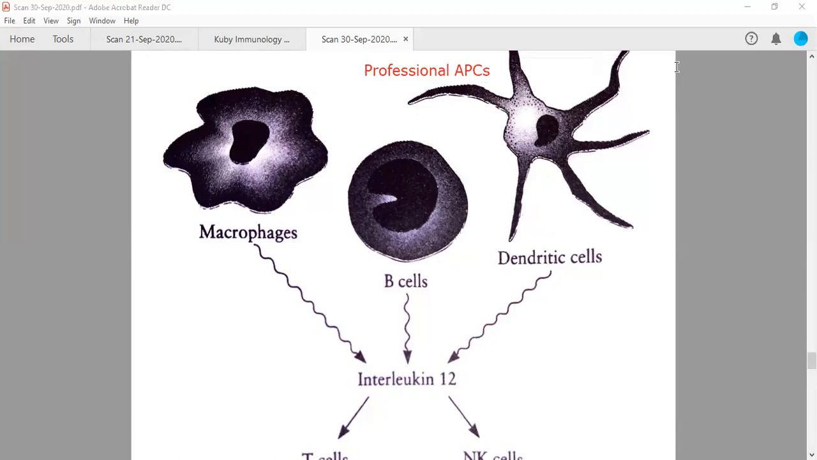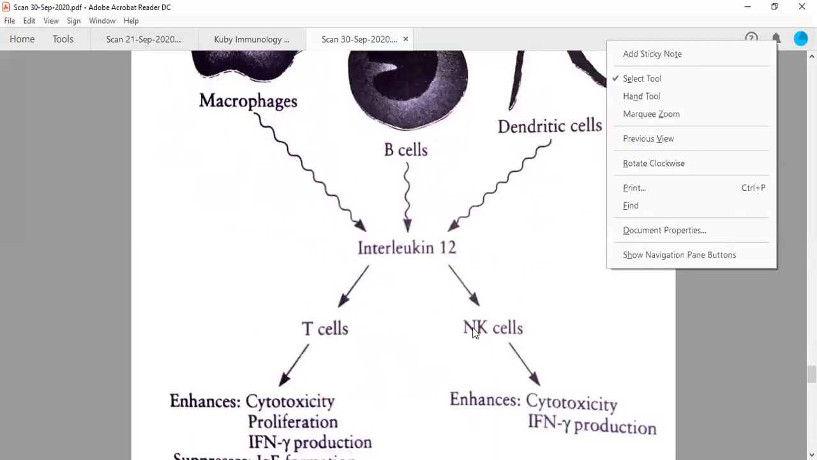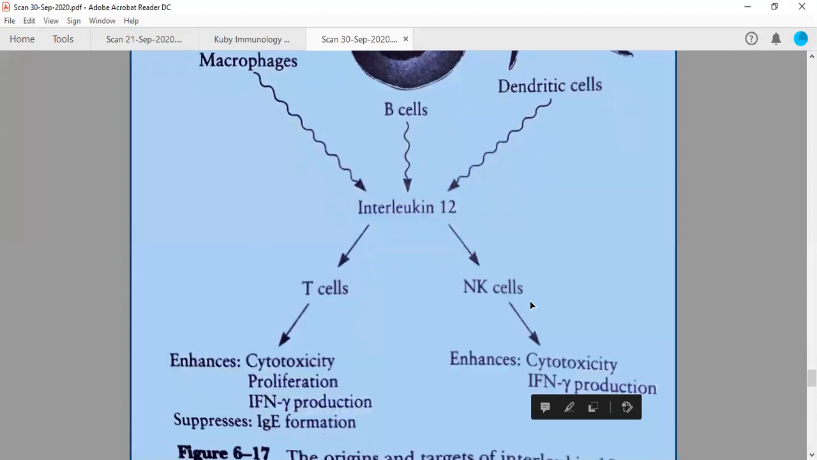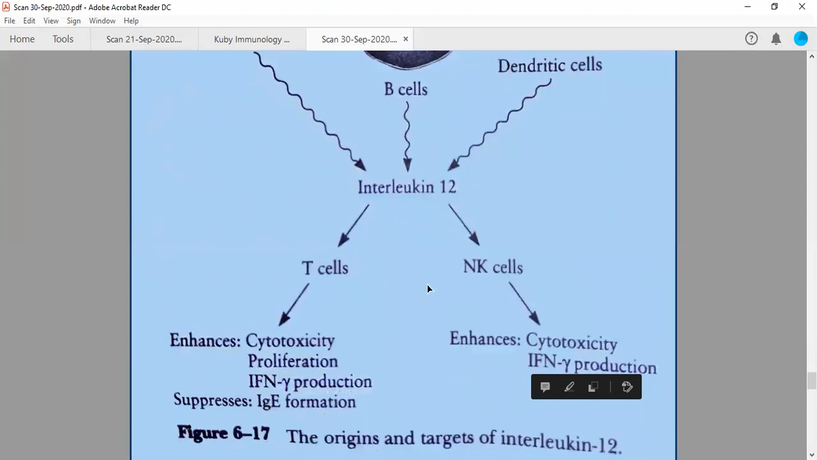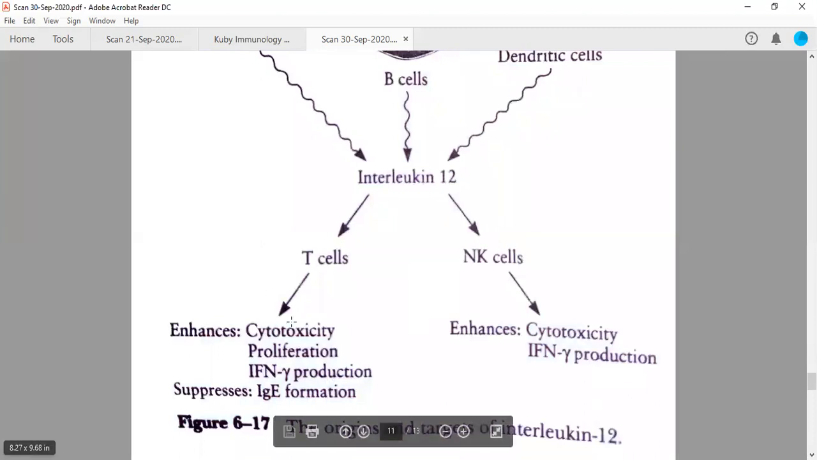Now let's look into the functions of this interleukin 12. So it can activate the T cells. It can also activate the natural killer cells, which are the two major types of lymphocytes, right? And in T cells, it enhances the cytotoxicity, their proliferation, and their interferon gamma production, and it will suppress the IgE formation, whereas it will increase the other kinds of.